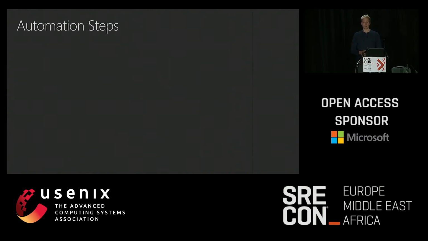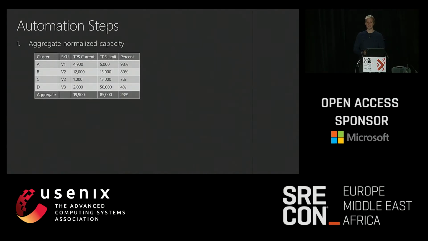So let's go through a little more detail. At a high level, it works like this. We first group clusters into sets and normalize each type of capacity, and then aggregate for an overall usage metric. In this example, for each SKU, we've normalized transactions per second for an overall 23% usage. We're clearly imbalanced on transactions per second because we have one cluster as high as 98% and another as low as 4%.